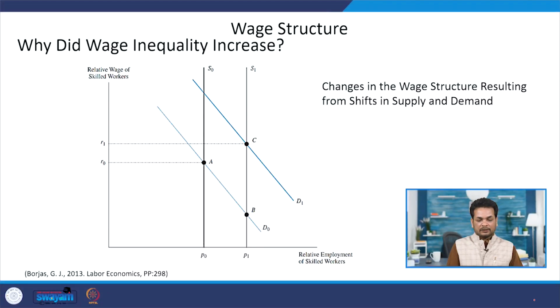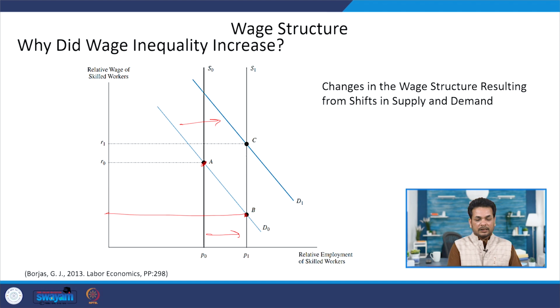So, you can see there has been an increase in the supply of skilled workers. The economy should have moved from point A to point B, lowering the wage rate for the skilled workers. However, the wage gap between the skilled and unskilled workers over the period of time has increased, which means simultaneously there has been an increase in the demand for these skilled workers.